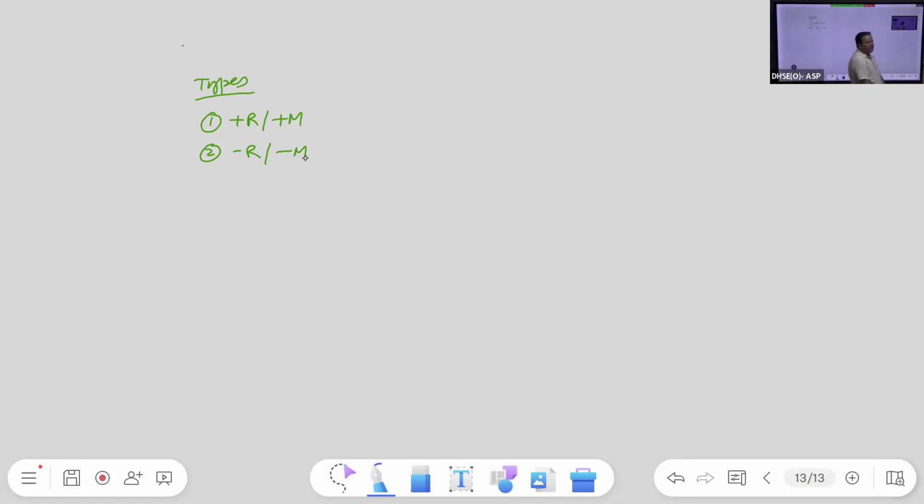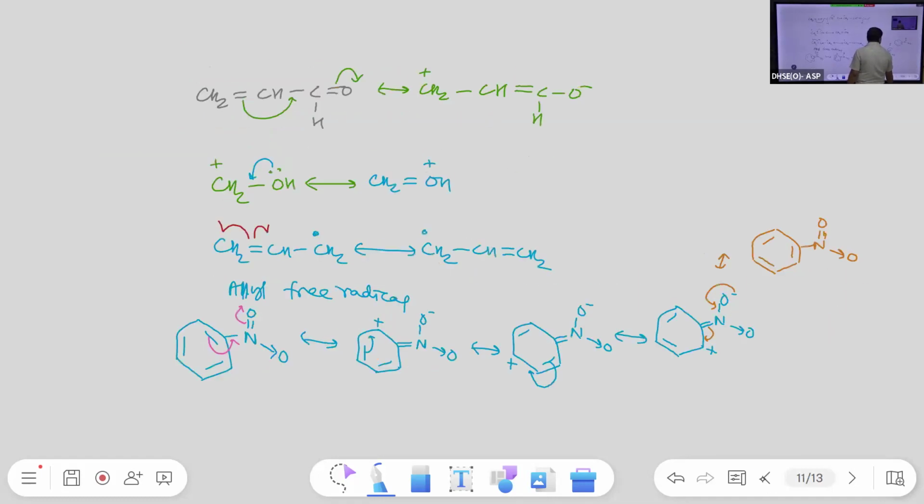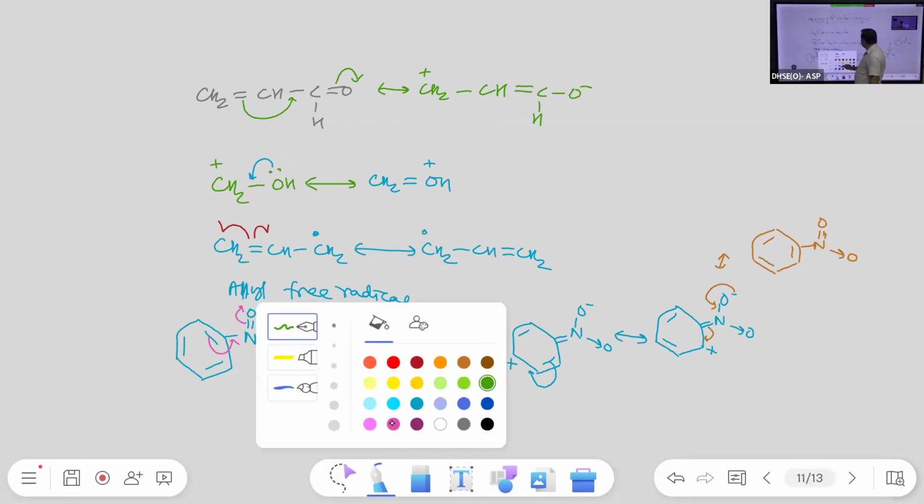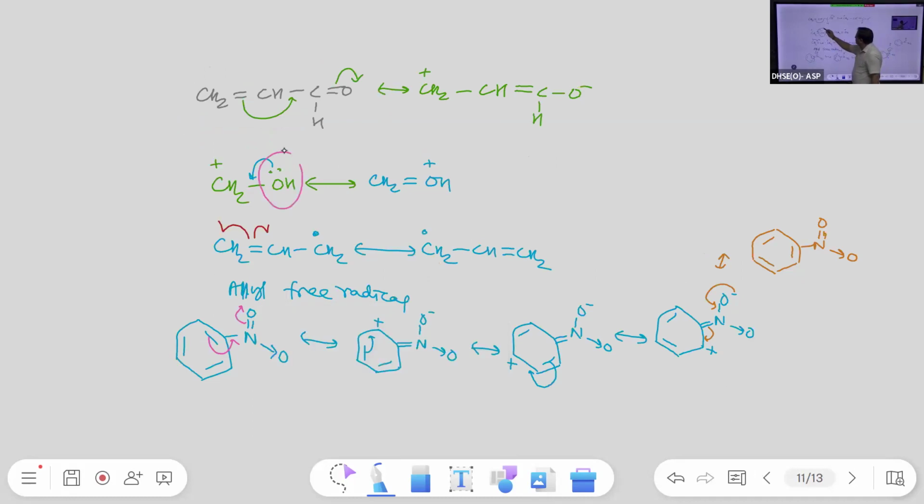Now if the atom or group acquires partial positive charge, then it is plus I, and if it acquires partial negative charge, then minus I. Similarly here, if the atom or group acquires positive charge as a result of resonance, it is plus R, and negative charge as a result of resonance, minus R. Here see, what is the nature of the OH group? It acquires positive charge, so this is plus R. What is the nature of the CHO group? It acquires negative charge, so minus R.